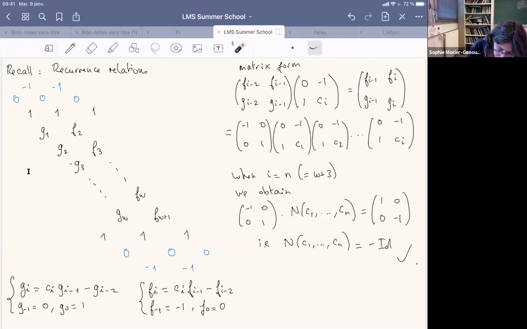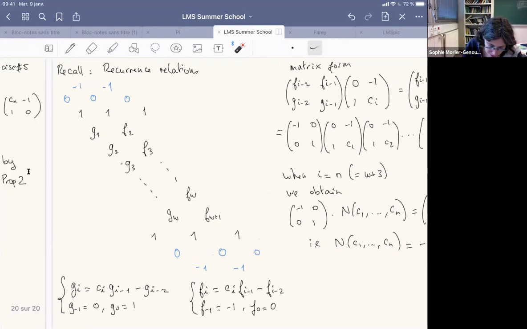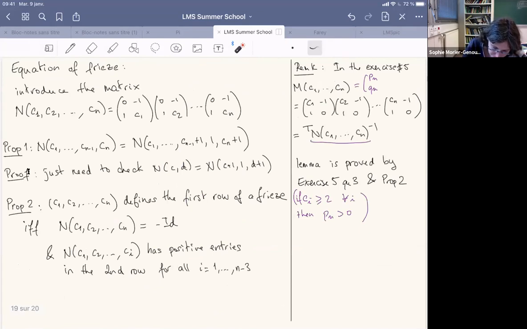Okay, so let me say it again. If you start with a frieze, because there are recurrence relations in the frieze, you will find that this matrix has to be minus identity. But it's not sufficient. Why is it not sufficient? Because you can take several matrices with this property and concatenate, and you will not have only positive integers in the frieze. So it's not enough. That's why I added this condition here. Let me refer to this condition as the positivity condition.